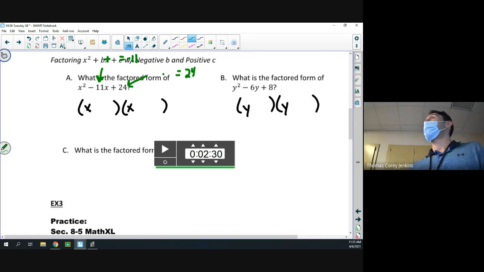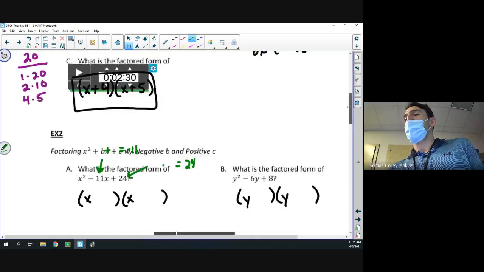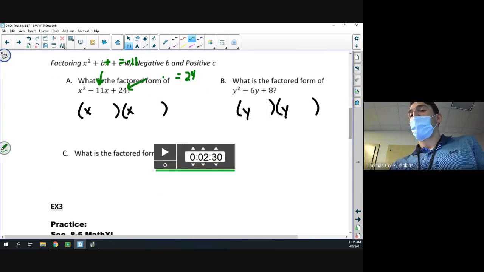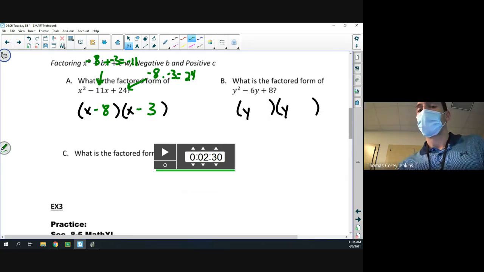In this case, if our sum is negative, then that means that they're both negative, right? So we've already pretty much done this problem. If we look back up at B here, that was basically x squared plus 11x plus 24. The only difference here is we have minus 11. That's our B term, right? So that would just change the answer to negative 8 and negative 3. Negative 8 plus negative 3 is negative 11. Negative 8 times negative 3 is 24, right? So my final answer is x minus 8 times x minus 3.